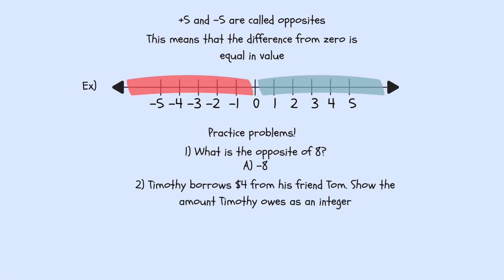Timothy borrows $4 from his friend Tom. Show the number Timothy owes as an integer. You should have gotten a number negative 4. What is the opposite of negative 27? You should have gotten 27.